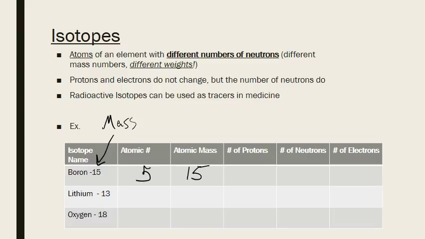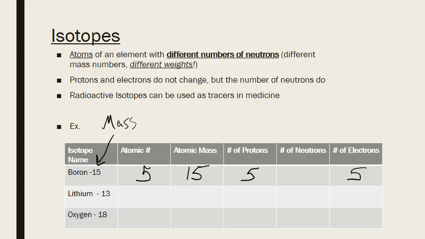Now from what we know based off the previous slide, remember APE: A equals P equals E. So the atomic number is going to be the same number as our number of protons, which in this case will be 5, and our number of electrons, which will also be 5.